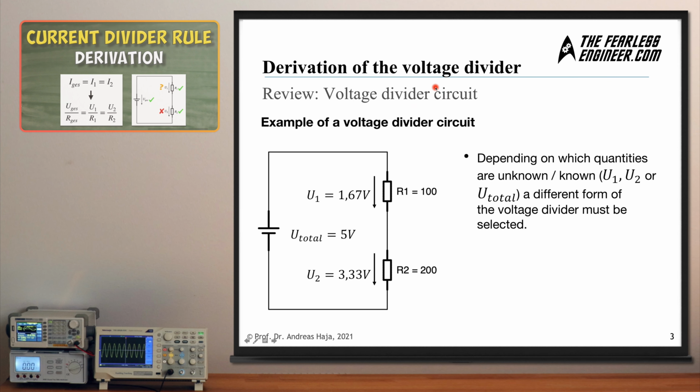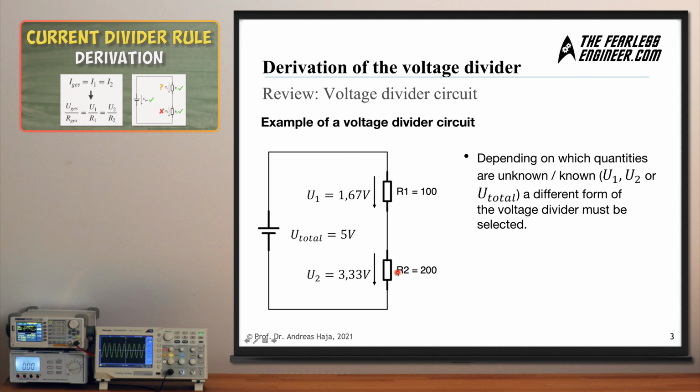Let's quickly review the voltage divider circuit, which we have looked at in the previous video on the voltage divider in a nutshell. It's a very simple circuit with a perfect voltage source on the left, which provides us with 5 volts of total voltage. We have 2 resistors which are placed in an unbranched circuit, and across these resistors we have a voltage drop of 1.67 volts with the upper one and 3.33 volts with the lower one.